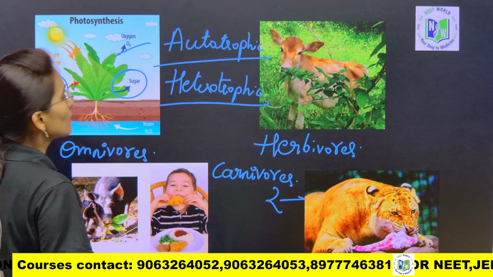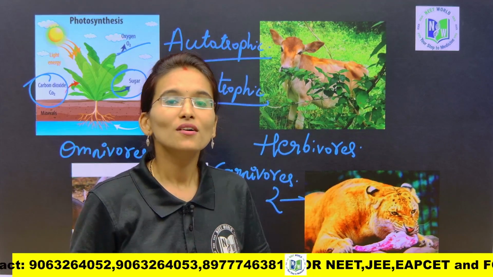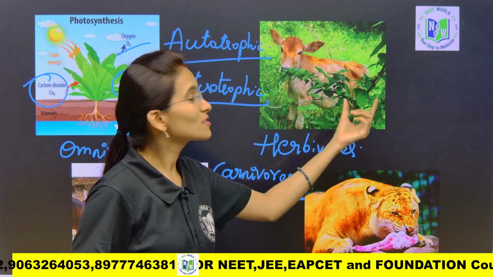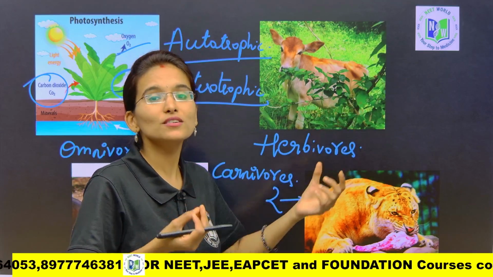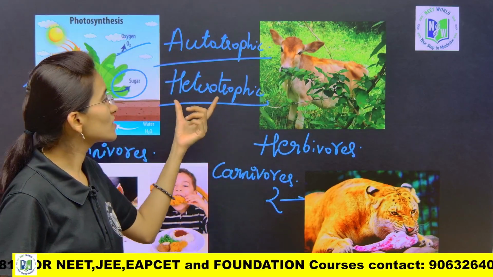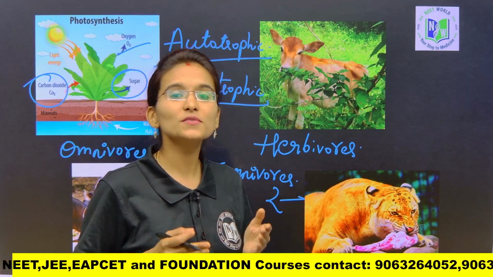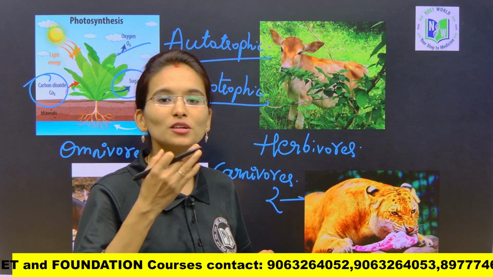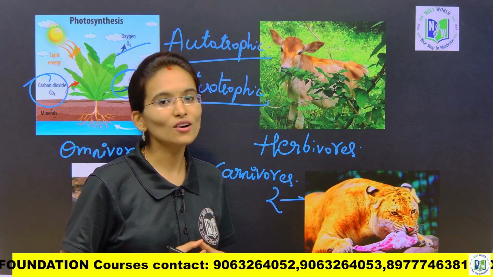So students, what are herbivores actually? These are the organisms which are going to be dependent on the plants. The plants form the major food source for the herbivores. Heterotrophs are the organisms which are not able to synthesize their own food, and hence they depend directly on other organisms.